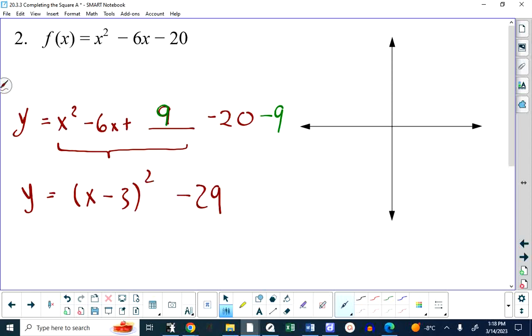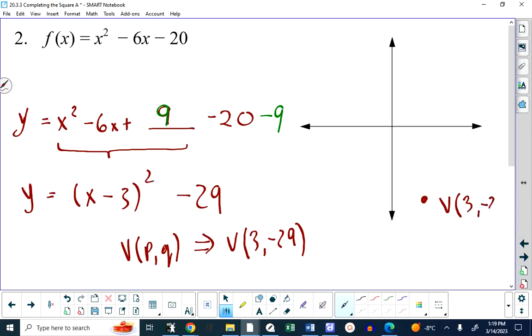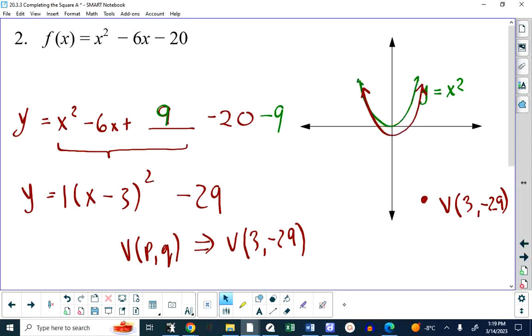Ooh, okay. Well, this parabola will have a vertex at (P, Q), which is (3, -29), just someplace over here in quadrant 4. The value of A is 1, so if this is y equals x squared, then this function that we are drawing will have the same shape to it and open up.